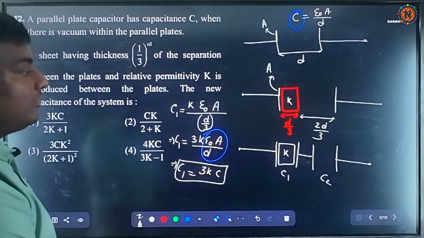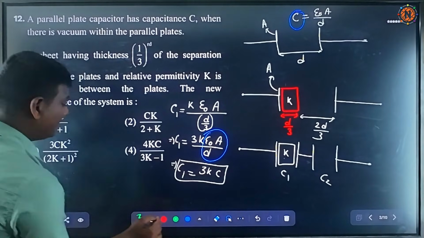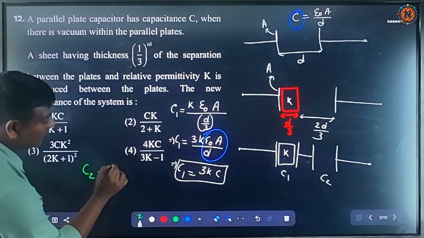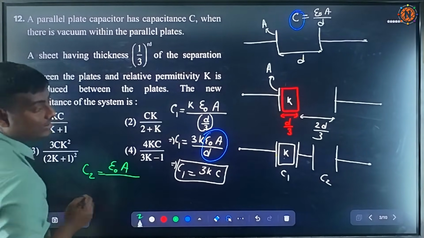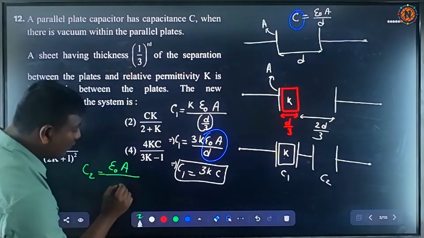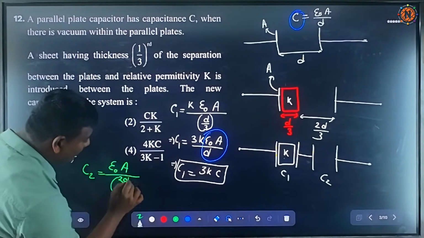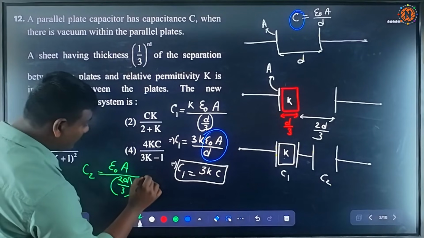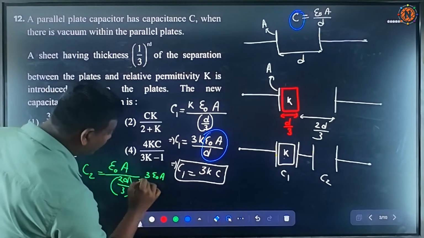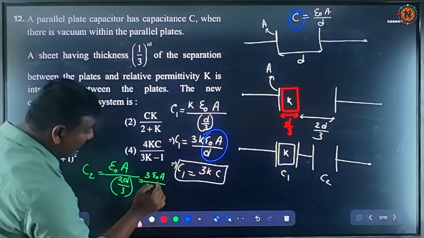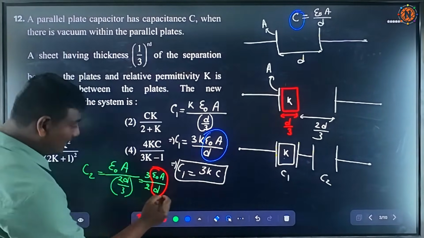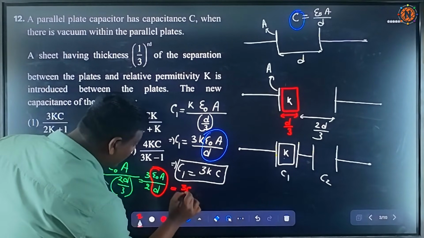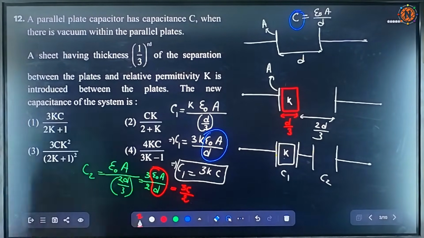Now we need to find the value of C2. Therefore C2 will be how much? Since air is there, no dielectric constant, so epsilon naught A by, but what is the separation between them? This 2D by 3. So that will be 3 epsilon naught A by 2D. And since epsilon naught A by D is nothing but C, we can write it as 3C by 2. So C1 and C2 we have found in terms of C.